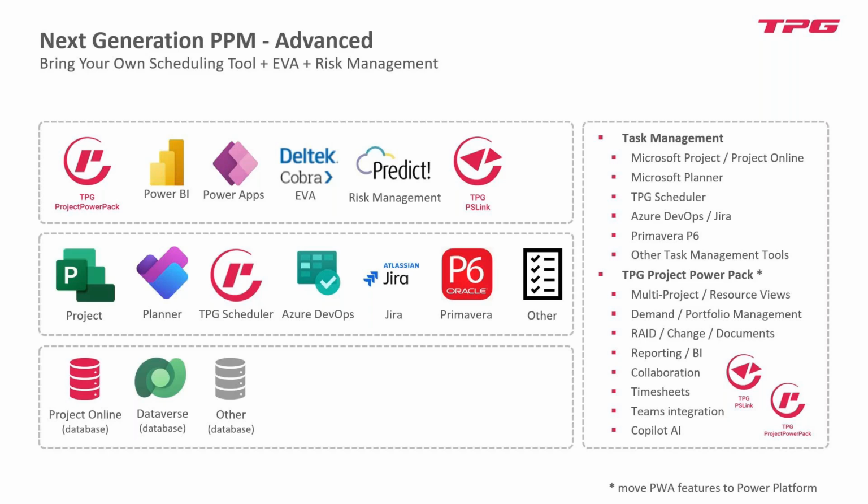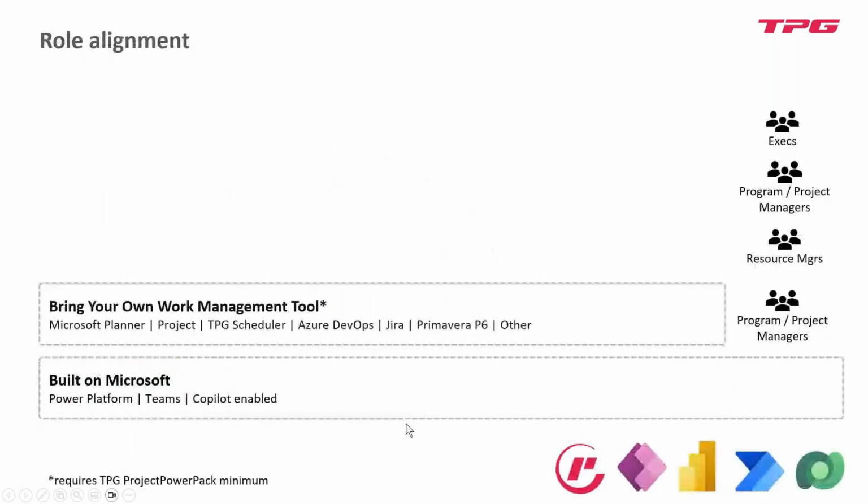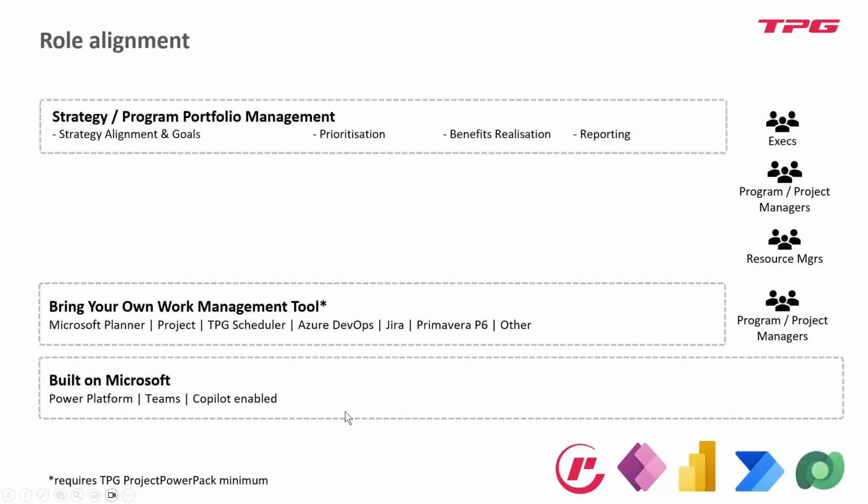This view shows you what you could actually do. So we do have customers using Primavera for their planning, but then using EVA through Deltek Cobra and risk management, and then we bring that all together to give them that kind of singular view. All right, so types of roles here, like we say, you can bring your own work management tool, the different types of scheduling tools that you might have. So Azure DevOps, Jira, Primavera, TPG Scheduler, Project, Planner, all of those.